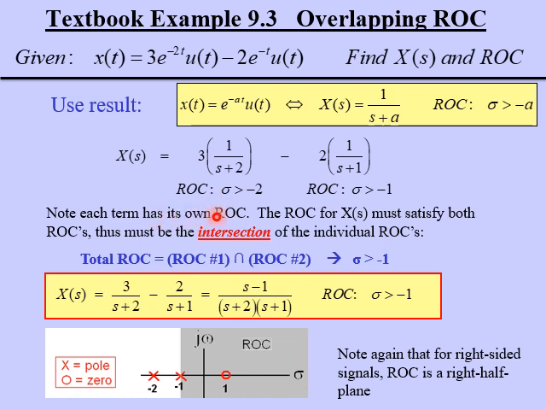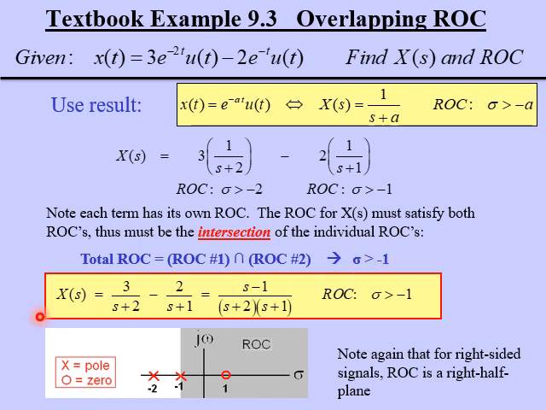Now, each term has its own region of convergence. However, the region of convergence for the entire Laplace transform, x of s, has to satisfy both of these terms, the first term and the second term. So that's only going to happen if the region of convergence is the intersection of the individual regions of convergence. Okay, not the union, but the intersection. So in other words, the total region of convergence is equal to the region of convergence for term 1 intersected with the region of convergence for term 2, and that gives us sigma has to be greater than negative 1.